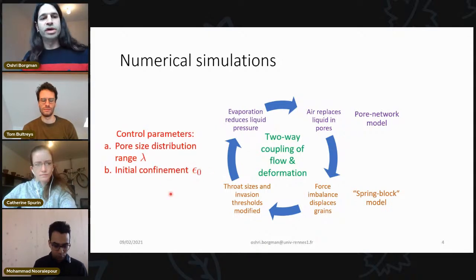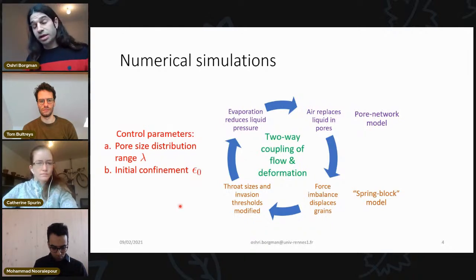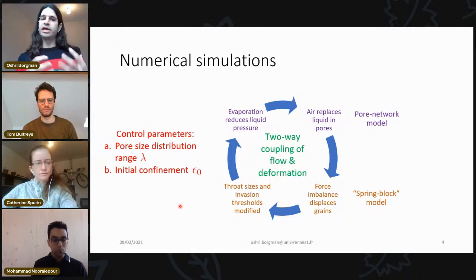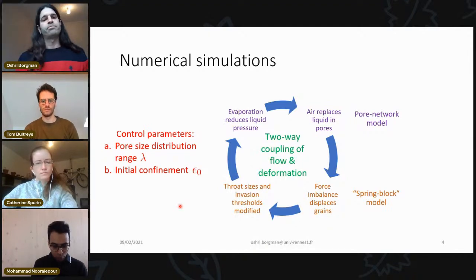And in our simulation, we look at two basic control parameters, which were previously identified as important for these processes. One is the pore-size distribution range, lambda here. So at low lambda, low pore-size distribution range, we have a more homogeneous porous medium, and at high lambda, we have a more heterogeneous porous medium. And the second parameter is the initial confinement, here denoted as epsilon 0. The initial confinement you can see as the tightness of the packing of the grains. So at high confinement, the grains are tightly packed. They cannot move a lot relative to one another, so deformations are not favorable. And at low confinement, the grains are more loosely packed, and deformations or grain displacements are more favorable.